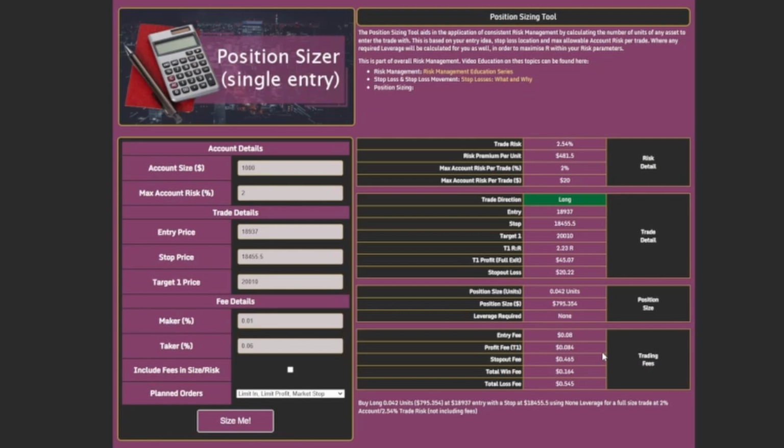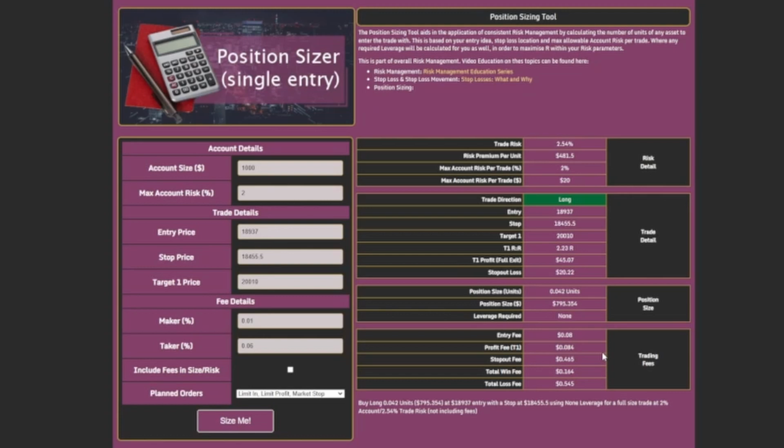So you can see at the bottom there, the total loss fee is only 54 cents in this one. When your risk premium per unit on a swing trade like this is $481, you're not going to be too fussed about the 54 cents that's getting added there on a spot trade with no leverage required. It adds a little bit, but it doesn't add a huge amount. And that was the point I was trying to make previously.